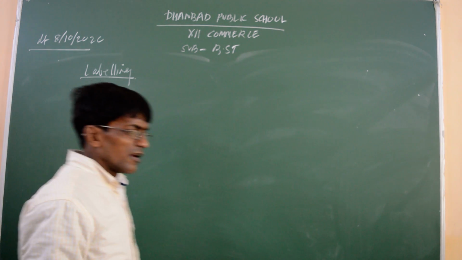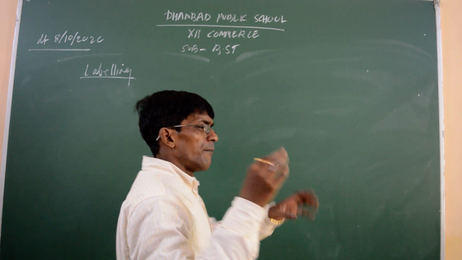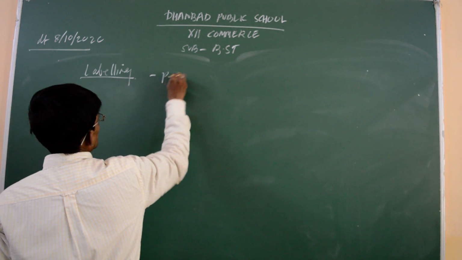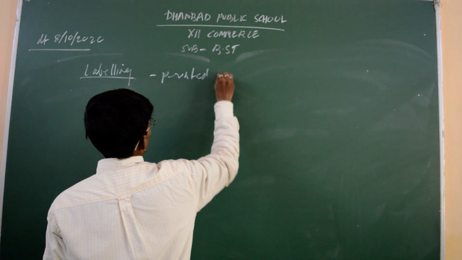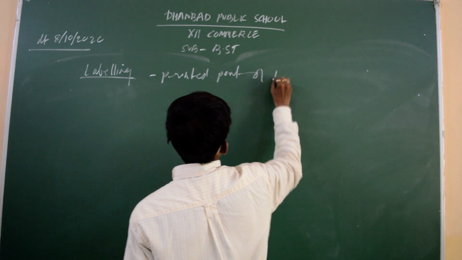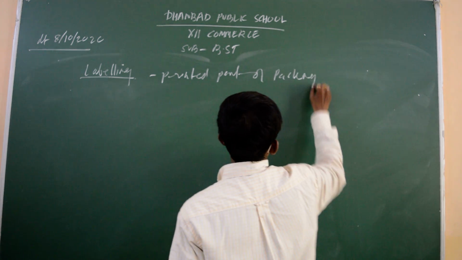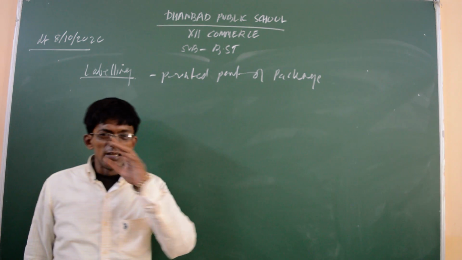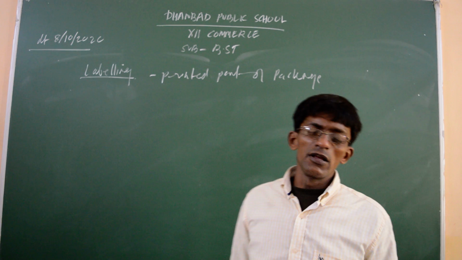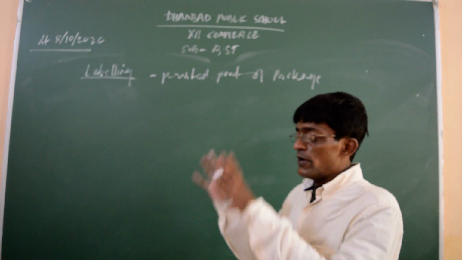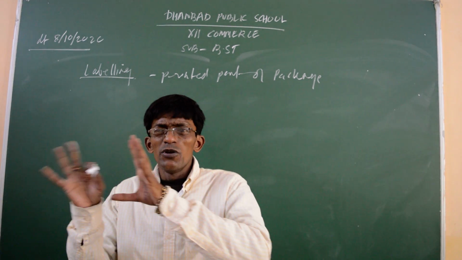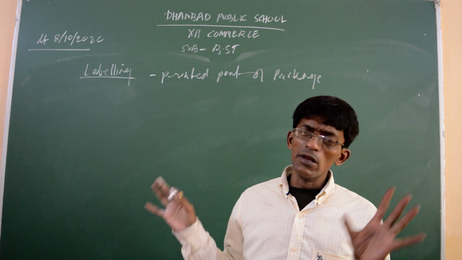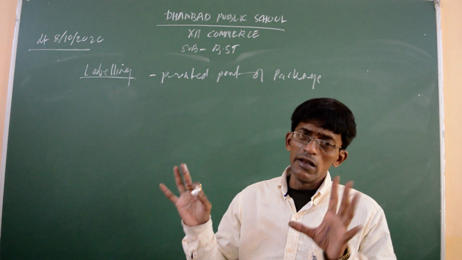Now let us first consider what a label is. A label is a part of packaging, and that refers to the printed information or printed part of the package. That is referred to as a label, and all the important details about the product are conveyed in the label itself. So the printed information of the package, without which the very purpose of packaging is not fulfilled, is called labeling, and that is what a label is.